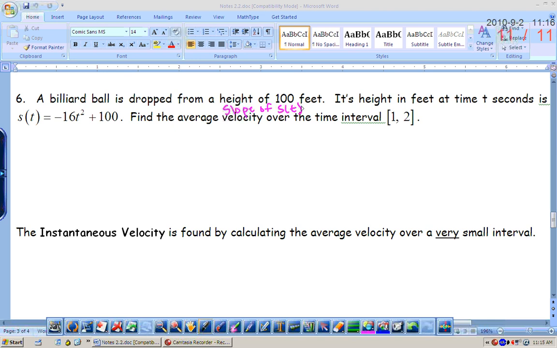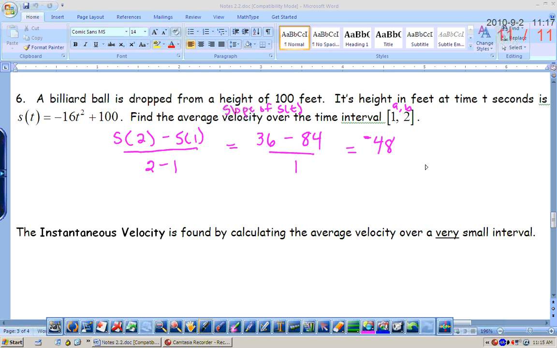So if I just want to find the slope between those 2 points, so your interval is between A and B. So the average slope is going to be s of 2 minus s of 1 over 2 minus 1. Just using your slope formula. S of 2 is 36 maybe? And S of 1 is 84, all over 1. 36 minus 84, thank you, negative 48.